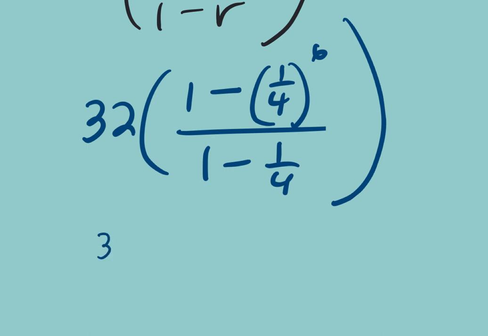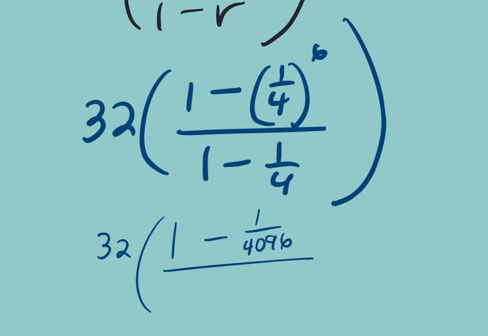So I'm going to do 32 times 1 minus 1 to the 6th is 1, 4 to the 6th. This is not something I would make you do without a calculator, okay? But again, you might have to keep it exact, so you can't just plug that whole thing in. 4,096 over 1 minus 1 fourth.